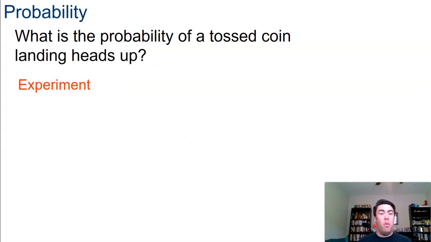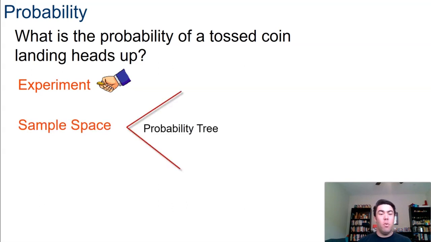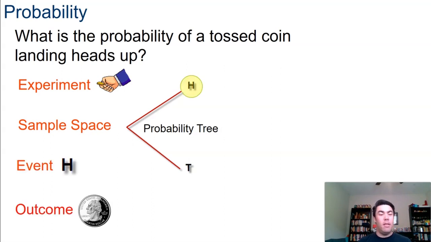So as an example, we want to see what is the probability of a tossed coin landing heads up. The experiment is to toss the coin. For the sample space, we're going to use a probability tree. A probability tree lists all the possible outcomes. Many experiments have far too many possible results to write out a probability tree, but flipping a coin once is pretty easy. So we have heads and tails on a probability tree. The event, we get heads, so the outcome is a heads-up coin.